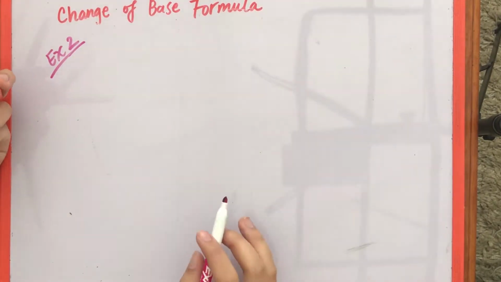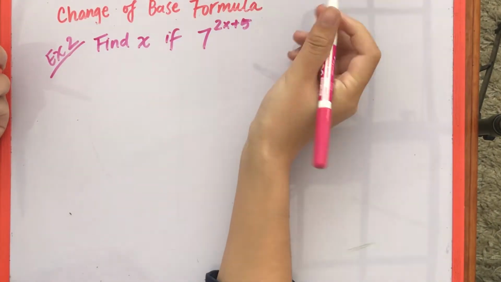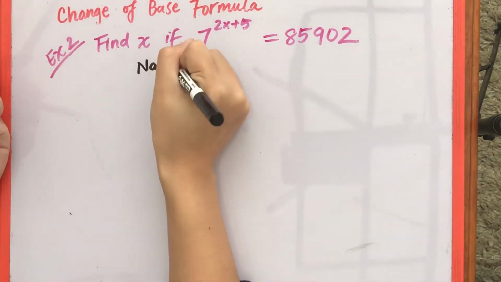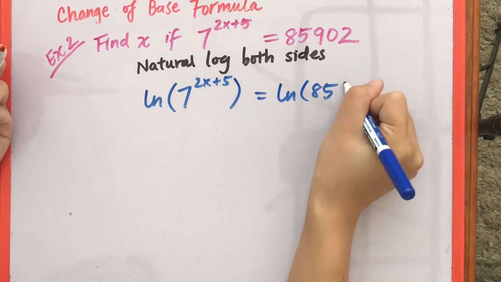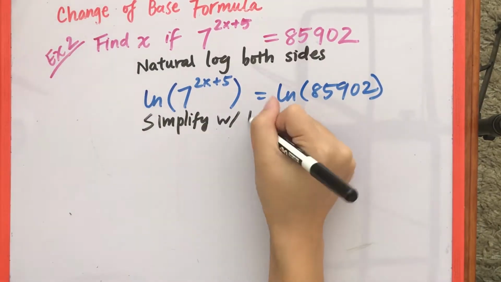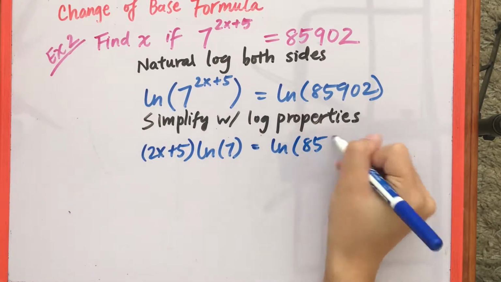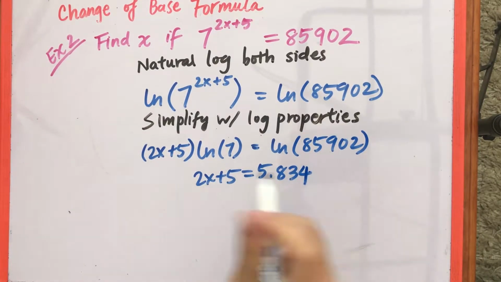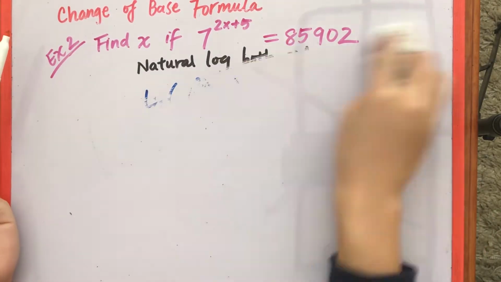For our next example, we'll find x if 7 to the power of 2x plus 5 is equal to 85,902. So natural log both sides, and then simplify using log properties. You should get up to this point, 2x plus 5 is equal to 5.834. That's equal to natural log of 85,902 divided by natural log of 7. The answer you should get is x is equal to 0.417.